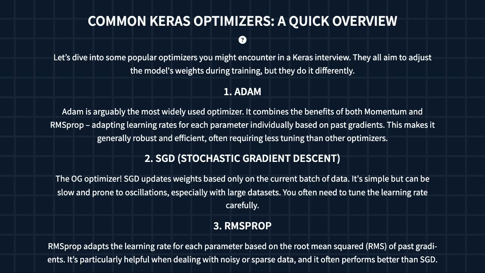RMSprop adapts learning rates based on how much noise there is in the gradients, and momentum helps smooth out the training process by adding inertia. Basically, they all work differently to find the best weights for your model.